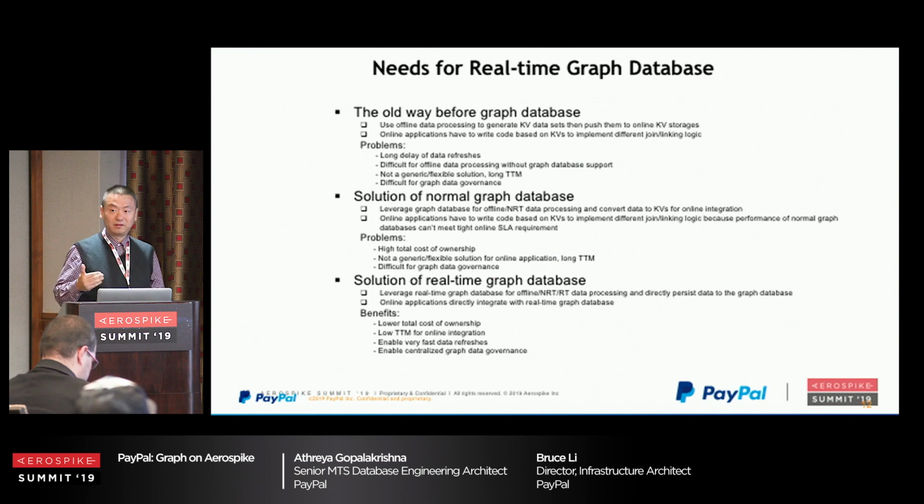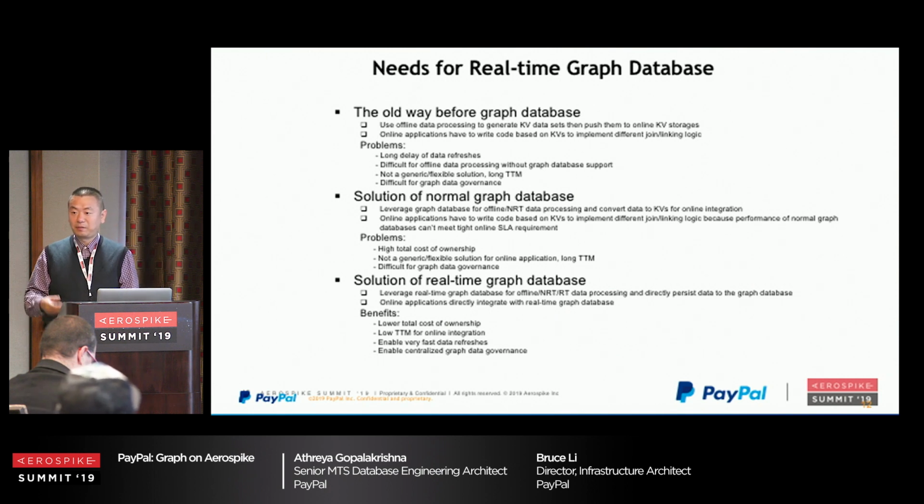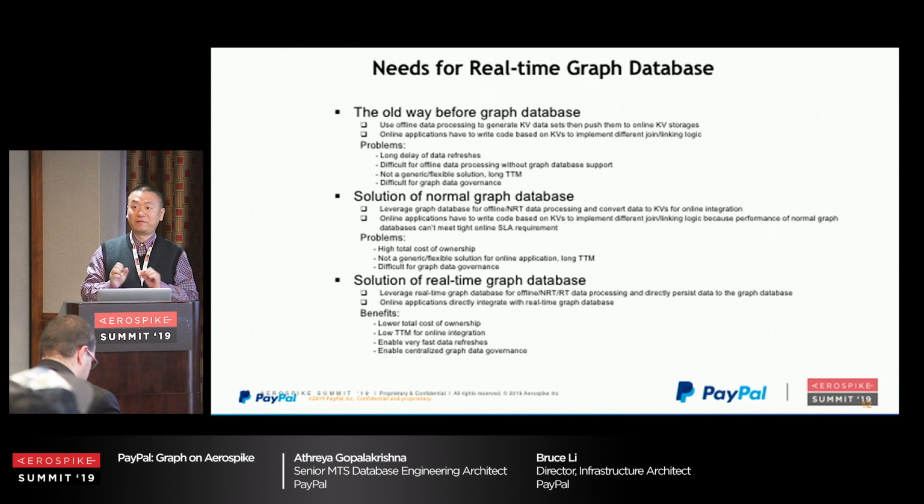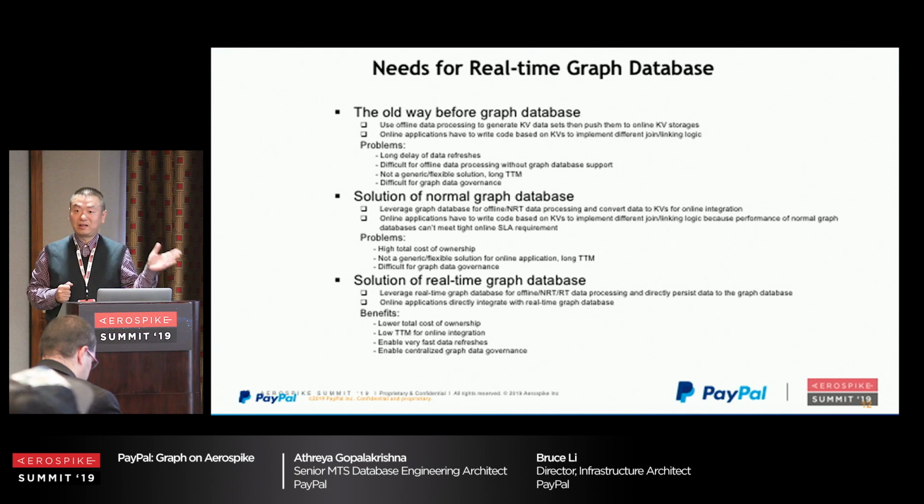If it's a normal graph database, say we build it on top of Cassandra or HBase, the typical latency will be seconds. That's too long for an online application to integrate, because our SLA is very, very tight. So the solution would be, okay, near real-time data processing can leverage this graph database. It's good. However, we still need to convert to KV datasets and push to production, and the application still needs to write the code for traversal, right? So it's not good enough. That's why we need a real-time graph database.